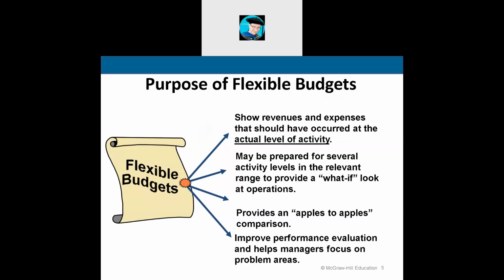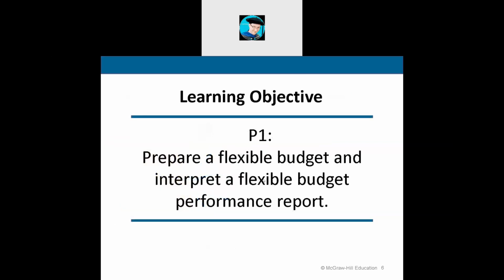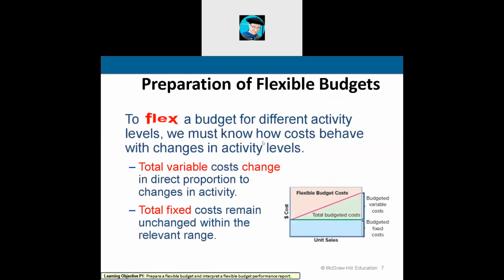I can adjust my expenses based off of those levels of activity. I'm going to show you how that looks. With a flexible budget approach, my total costs change with the level of output. Remember? Your variable costs change with the level of output. Your fixed costs don't change.